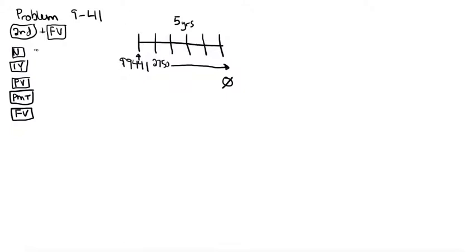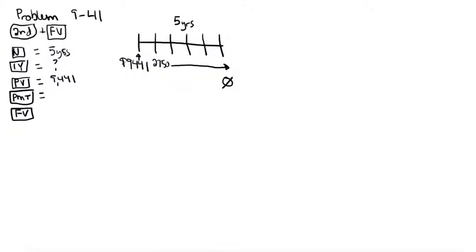First of all, n equals 5 years. We're solving for the interest rate. That was the question. We don't know what the interest rate is yet, but when we're done with this calculation, we will. The present value is going to be the amount that we borrowed. Okay, that's $9,441.